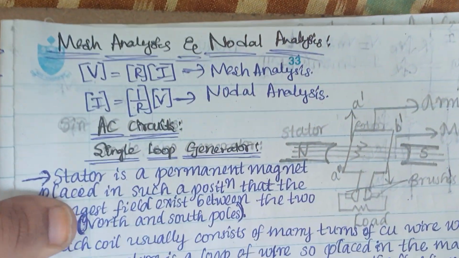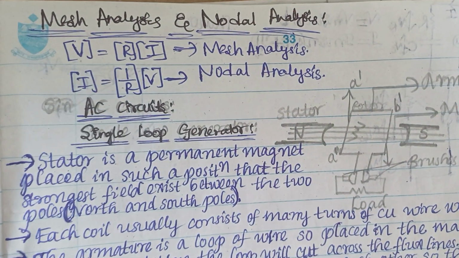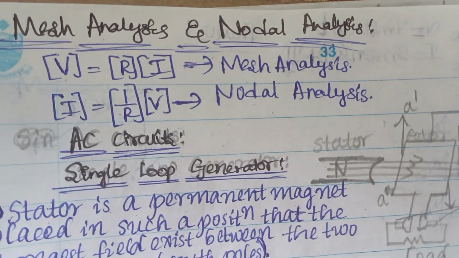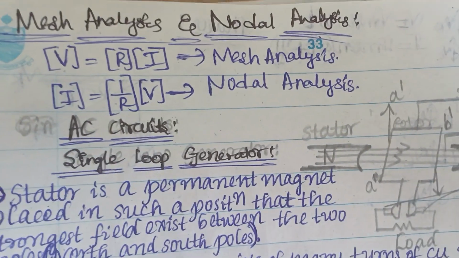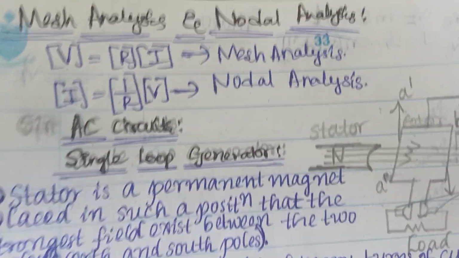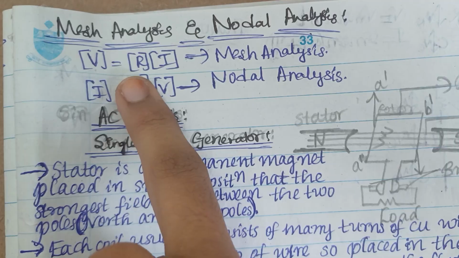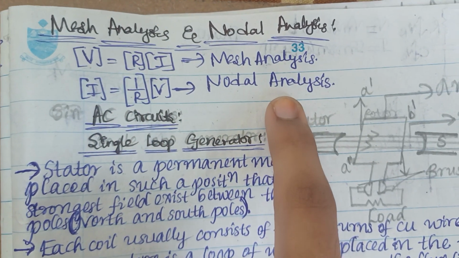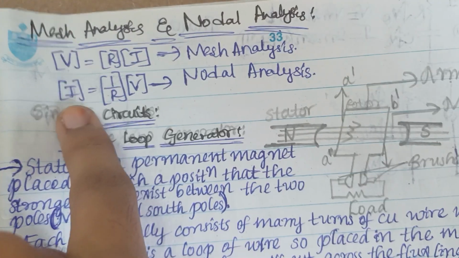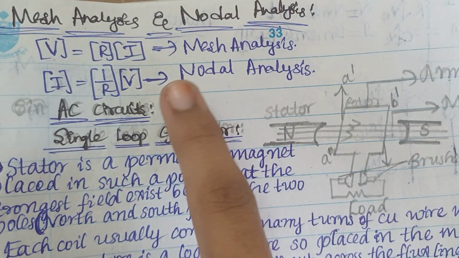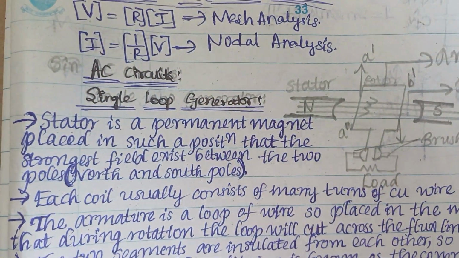And after that you will be having mesh analysis and nodal analysis. Already we have gone in detail through mesh analysis and nodal analysis, and here is just a quick recap. In mesh analysis you have to write your equation in the form of V is equal to R into I, while coming to the nodal analysis you have to write your equation in the form I is equal to 1 by R into V. And then this is all about our electrical circuits.